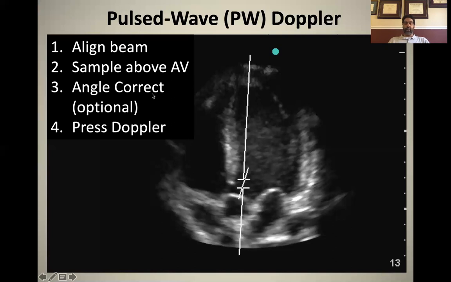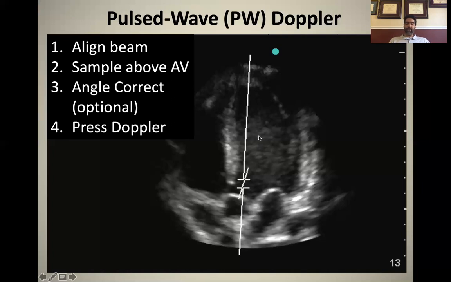Okay, the third thing you can do, this is optional, you can use an angle correct feature. So what you do is you activate the angle correction. On the smaller machines, on the Edge and Edge 2 machines, you're going to hit select. On the Export, you're actually just going to tap right in the center on the screen of your Doppler line here, and that will bring up the second line. The second line is an angle correction line, and then what you do is you move your finger left and right to rotate this line. And you want to position this line to be parallel to the blood flow.